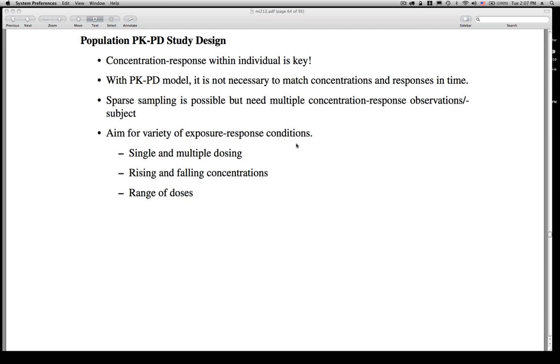In typical drug development trials, we often do not have this sort of luxury. We're usually stuck with some design that's been implemented for a different purpose, not for understanding PK/PD relationships, but really for understanding some proof of concept or some dose response, or even a confirmatory efficacy type objective.